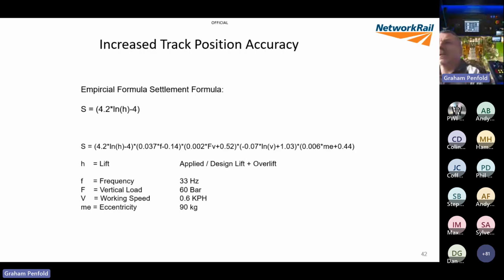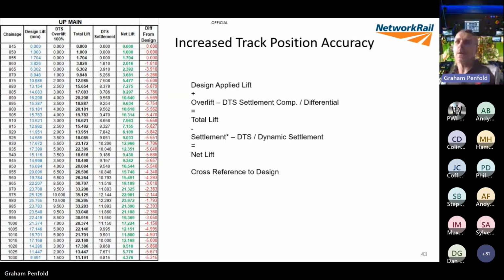Now, what I did is I found this equation in one of the books and applied all the DTS settings to it, because this was a DTS job as well. So I added settings for the frequency, the vertical load, the working speed, and the eccentricity. It only tweaked the equation by small values, actually. I didn't realize it didn't make a huge amount of difference, but it did make a difference to the settlement. And here's what happened.